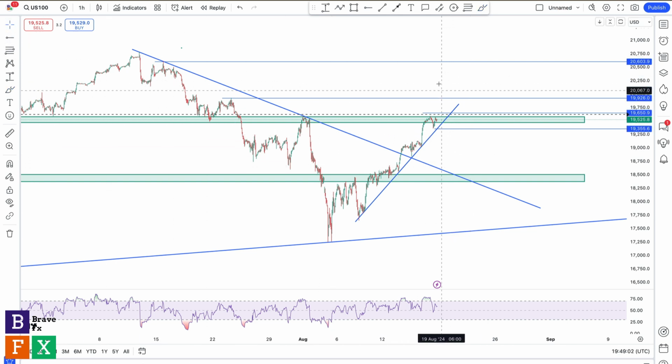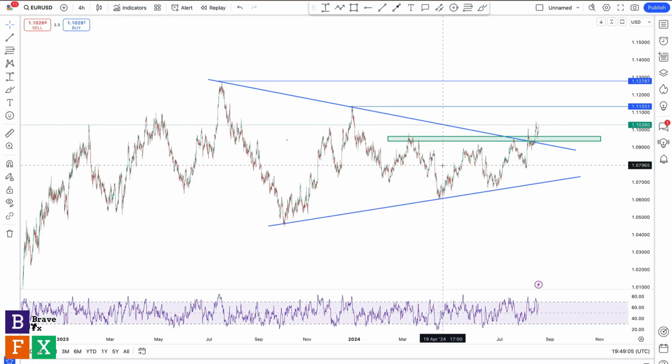So that's it briefly for Nasdaq. Moving on, we're going to talk about EUR-USD.